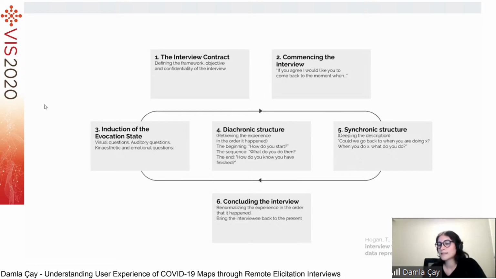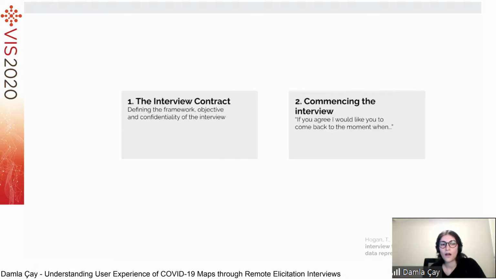The interview has 6 phases. The first phase is notifying the participant about the aim of the study and the nature of the interview, that it can go deeper into experiences than regular interviews. The second step is commencing the interview using the phrase, "If you agree, I would like to go back to the time when you started the experience." Then the questions of when and where the experience happened are asked.